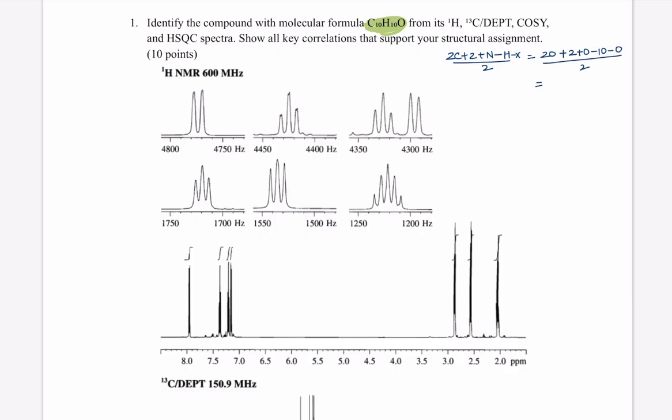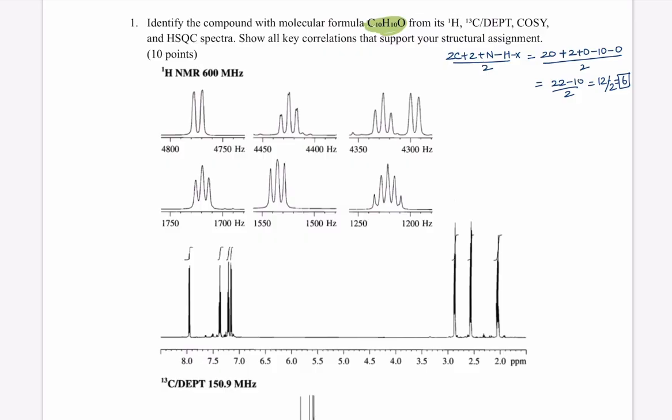Divided by 2, that's going to be 22 minus 10 divided by 2. That's 12 divided by 2, which is going to be 6. So this compound has a total of 6 degrees of unsaturation. And it could mean there may be double bonds, triple bonds, aromatic ring structures, or a combination of all of these.